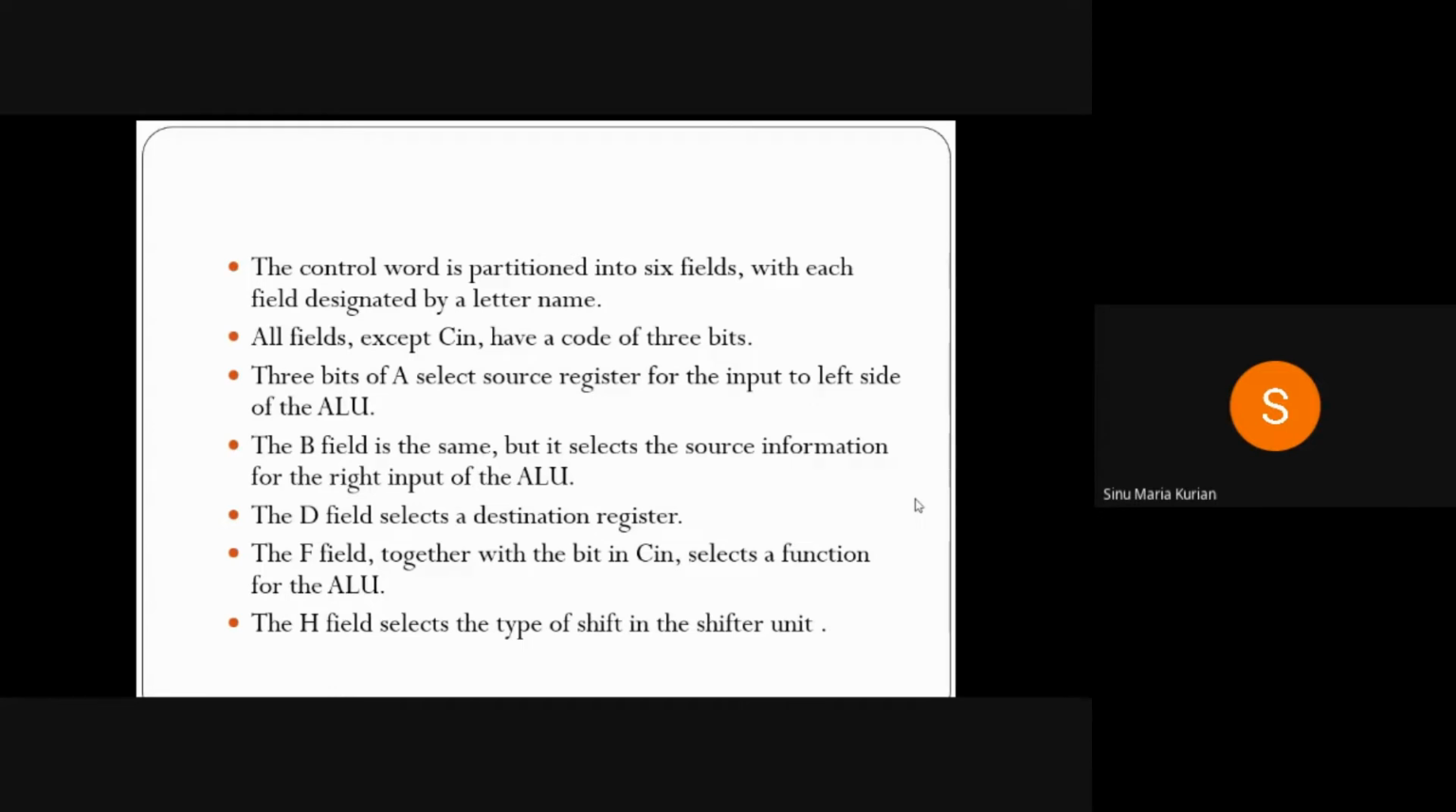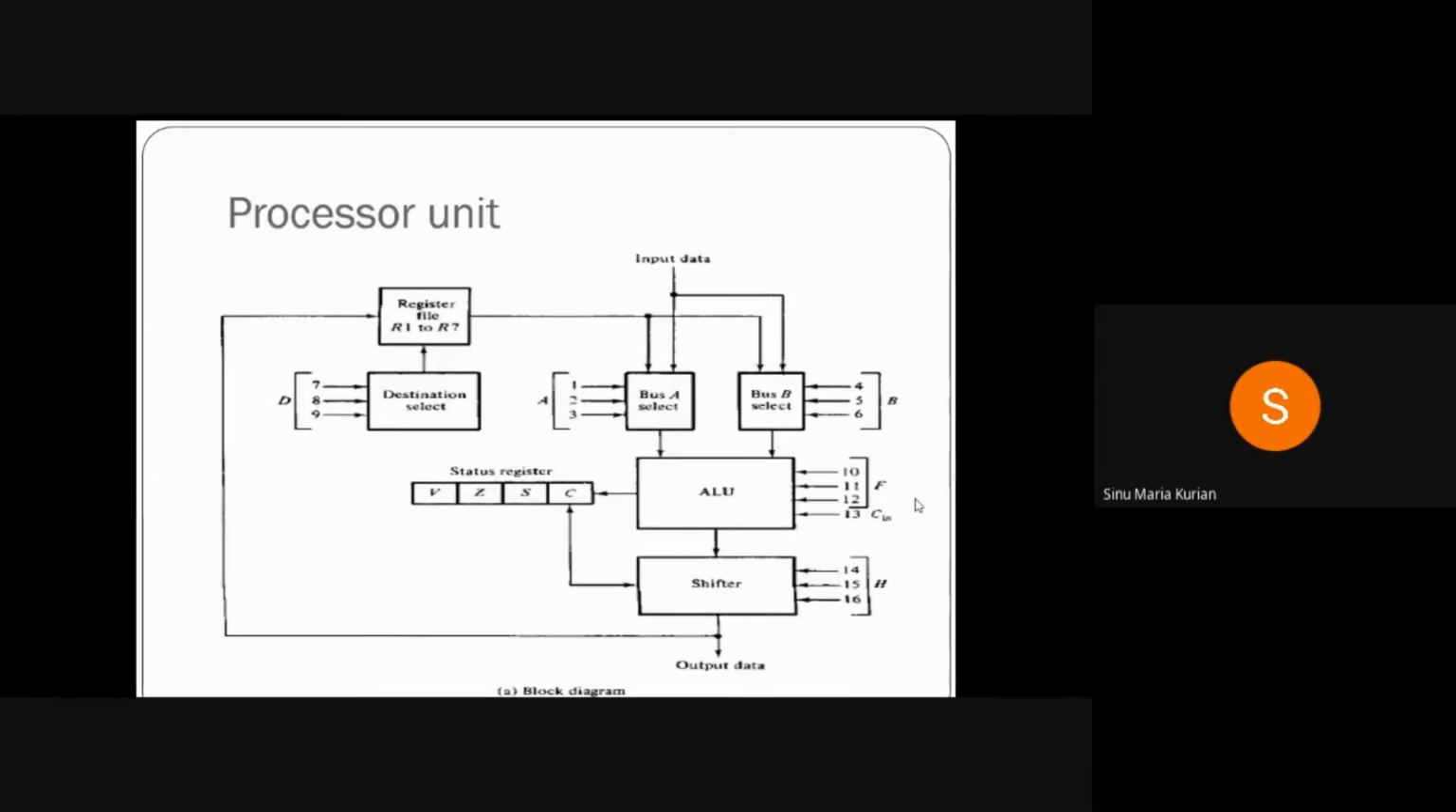So consider the block diagram we have discussed earlier. Here, the A field will select the input to the left side of ALU. The B field selects the input to the right side of the ALU. And the ALU will perform operation according to F and C, that is F field and C, and the output is given to the shifter.